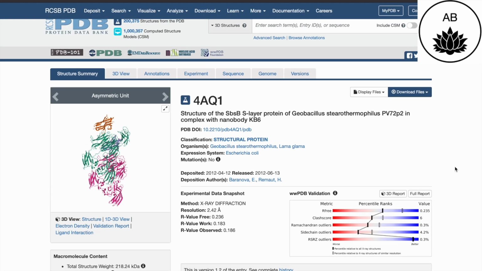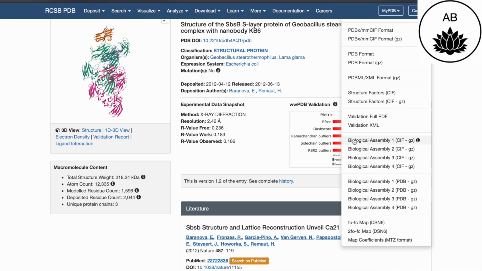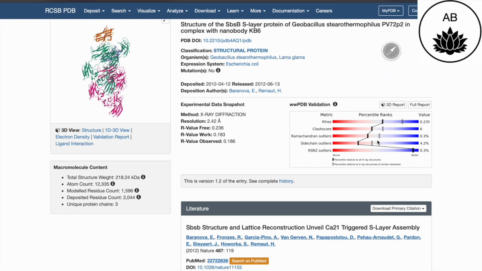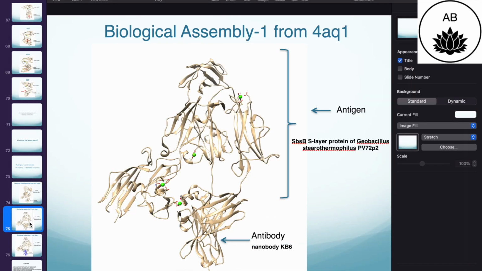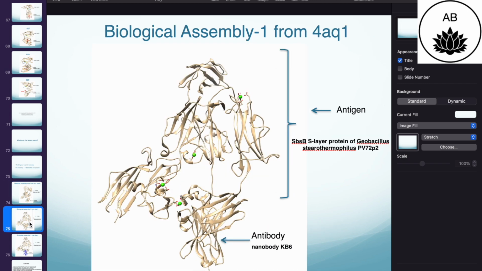You can download the biological assembly files from here. If you just scroll down, you will see that you can download the files from here. This is biological assembly 1 from the 4AQ1 record of PDB. Now, if you compare this structure with the structure that I worked on, you can clearly see a difference. And the minute details will be more clear to you if you notice the green balls over here.